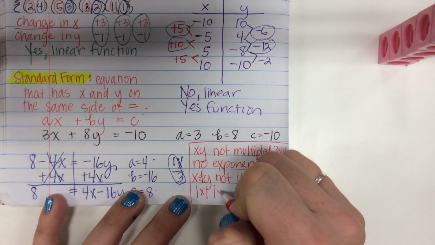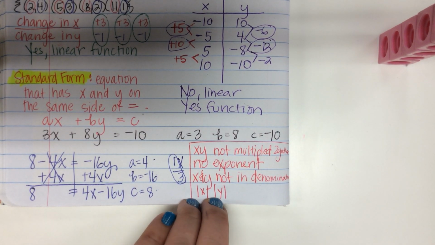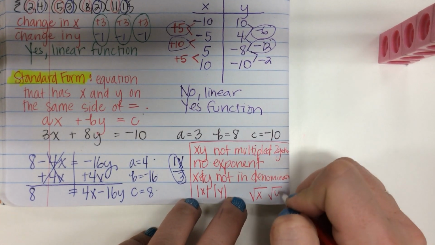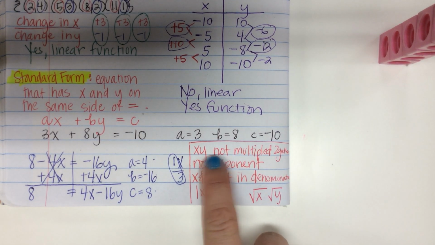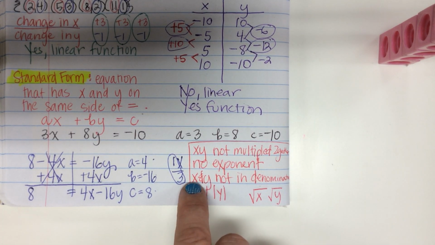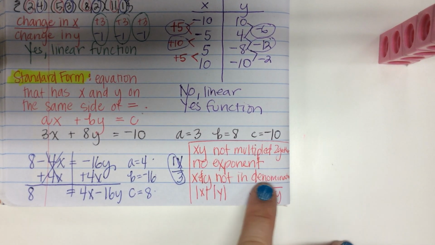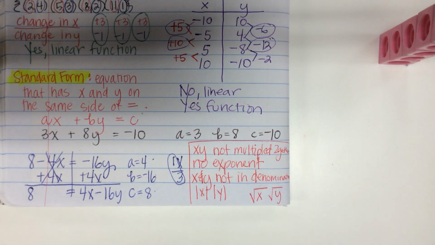The absolute value of anything is not linear. And the square root of anything is not linear. It's got to be pretty basic. X and Y are not multiplied together. No exponents. X and Y cannot be in the denominator. If it's an absolute value or if it's a square root, these things automatically kick it out. If I give you a formula and it has one of these things, not linear.